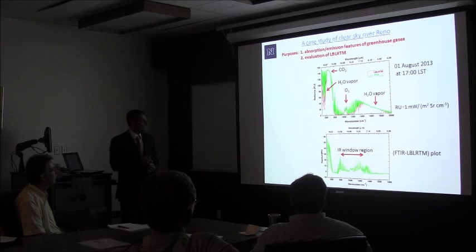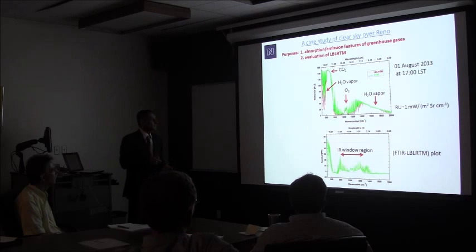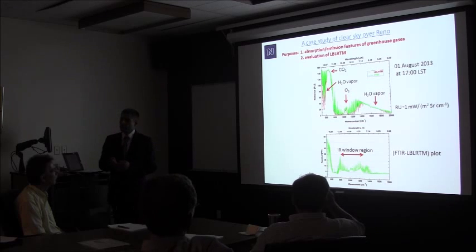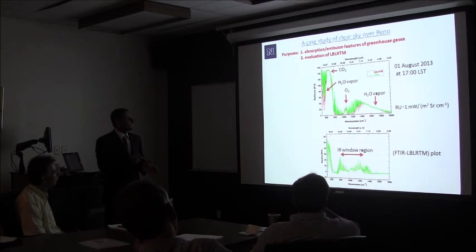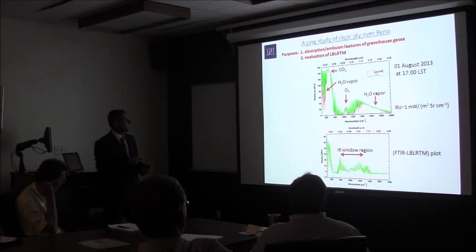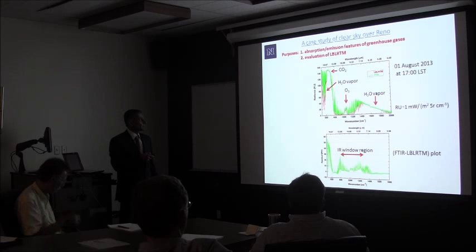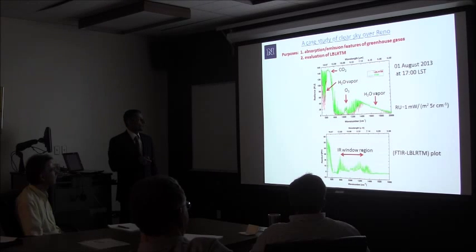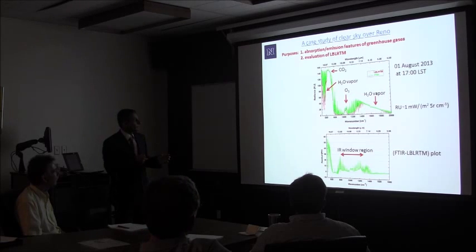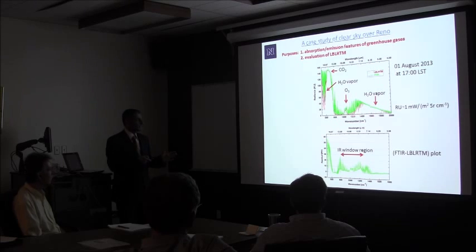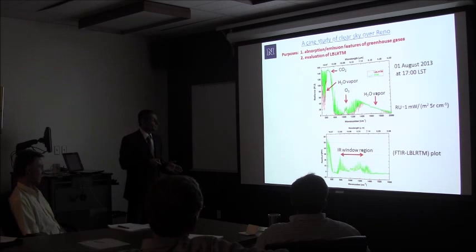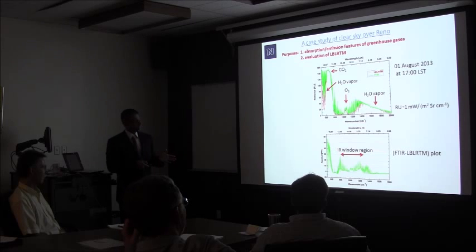In the radiance plot, we can get a lot of information regarding the absorption and emission bands and their features of many greenhouse gases. For example, this is the absorption and emission bands of the water vapor, and this is also for water vapor. And this is the carbon dioxide strong absorption and emission band, and this is the ozone band. And the region from 800 to around 1300 is called the atmospheric infrared window region.